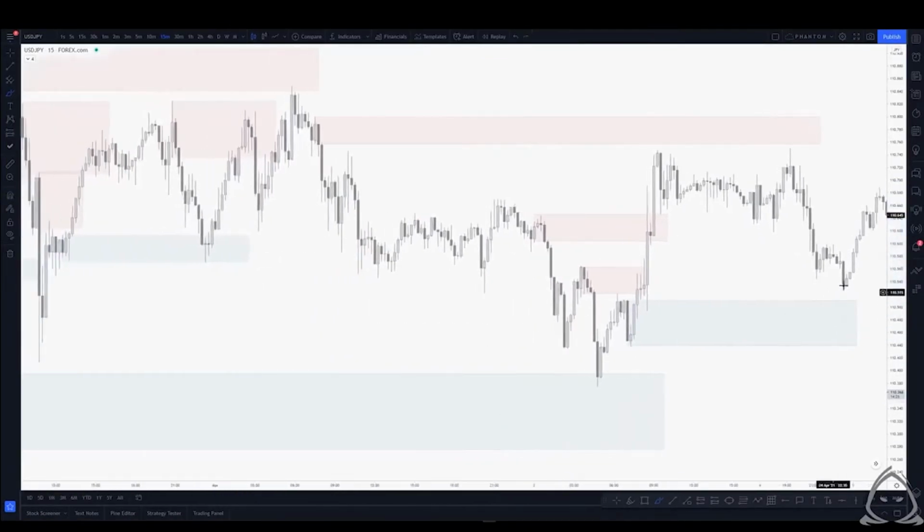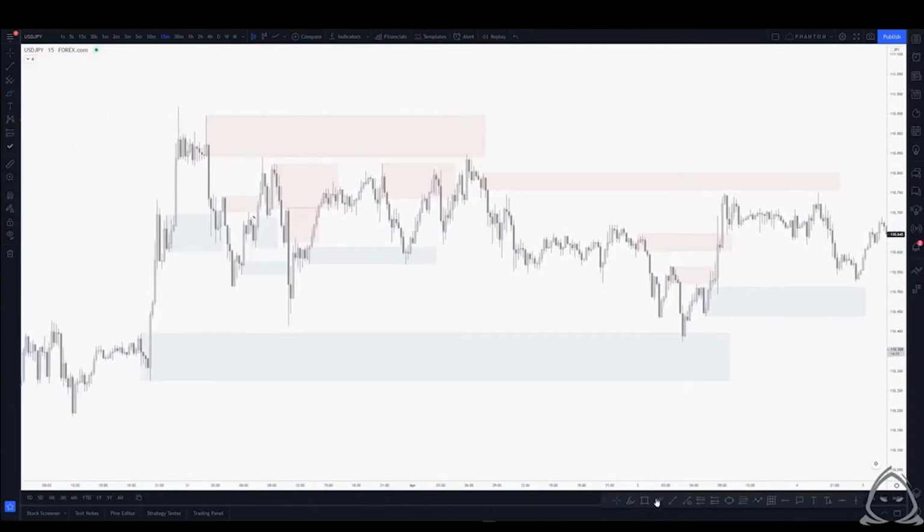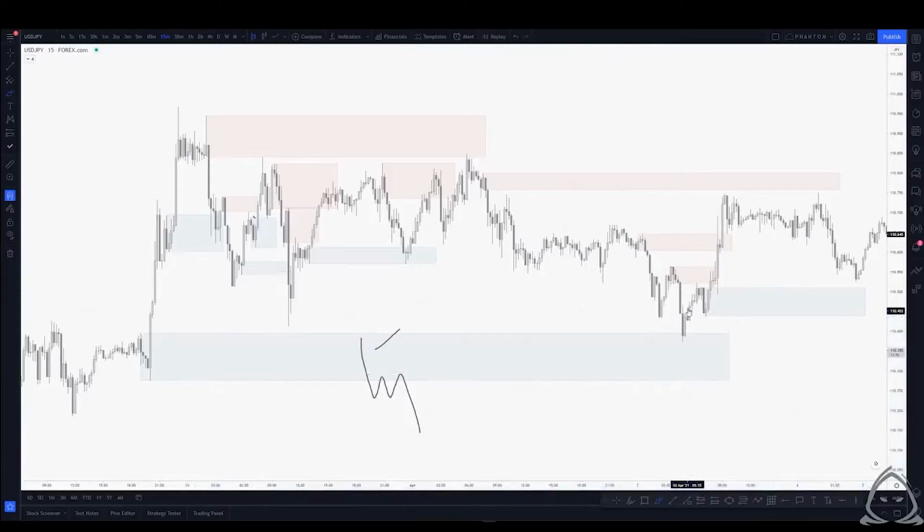So that's a really quick run through on the continuation models. Again, the main things that you're looking for are an expansion to the downside followed by either a range or a pivot, and that would create our continuation models. Or on the flip side, we'd be looking for price to move to the upside, range, and then move to the upside, or price to move to the upside, pivot, and then move to the upside. These would be our continuation models that we would be looking for.